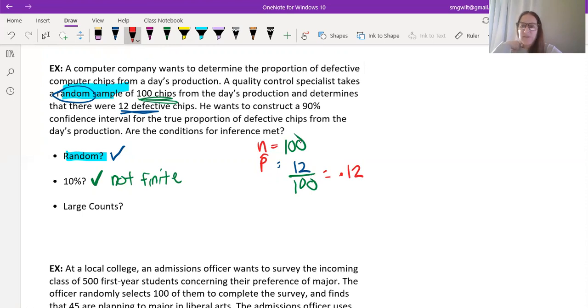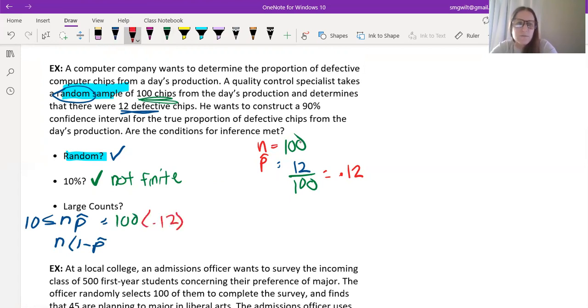So remember that what we have to do is check that this number times 100 is at least 10, and that number times its complement, so 1 minus that number, is at least 10. So for this one, we're looking at n p-hat and n times 1 minus p-hat. These numbers must be greater than or equal to 10. So n p-hat is 100 times 0.12, which is 12.